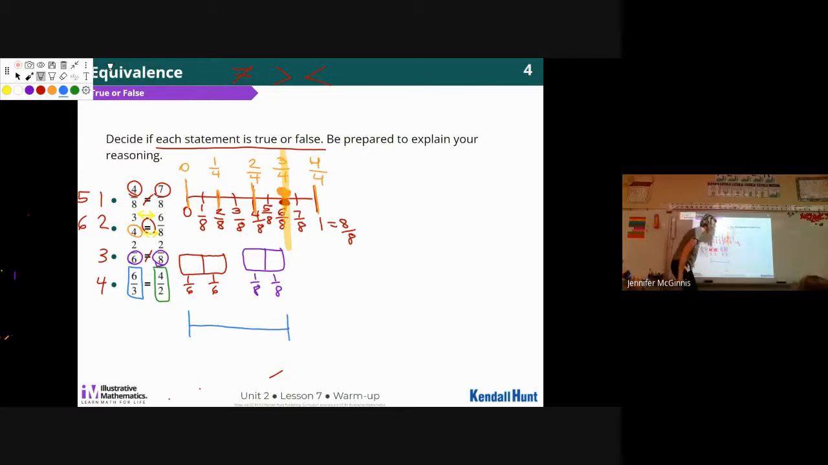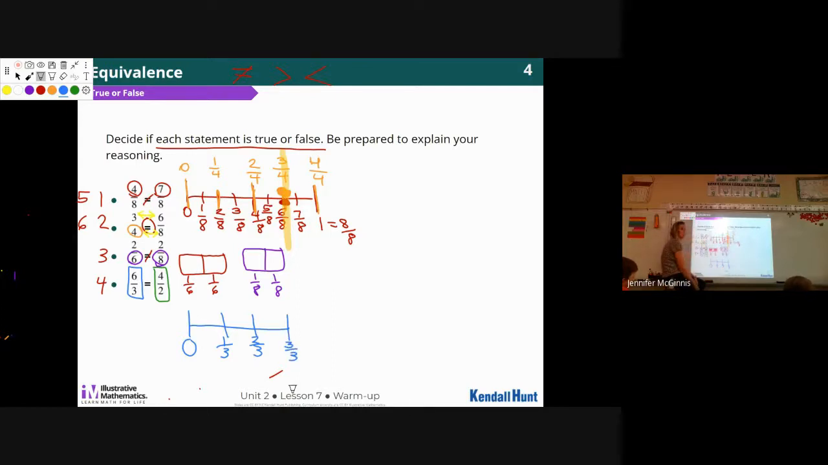Braylon? Blue for the thirds, green for the halves. Deal? What are we going to cut this number line into? 3s. So let's label it. This first one is 0, and then this is going to be? 1/3. Yep. 2/3. And 3/3.